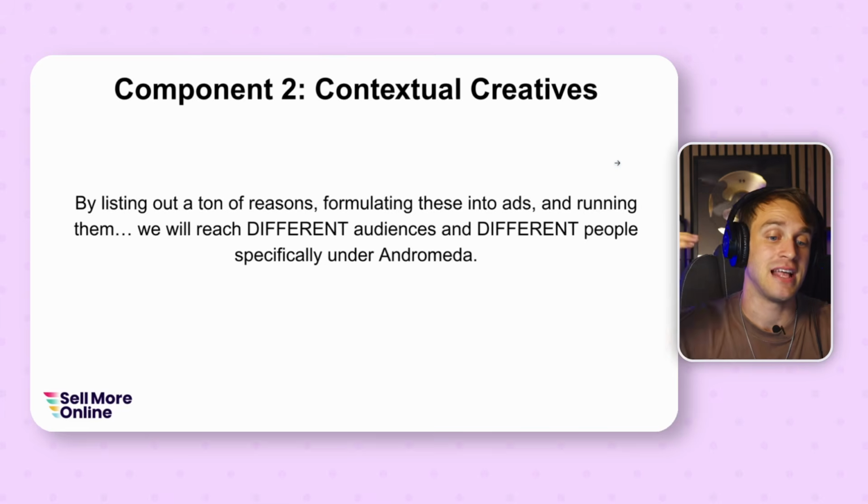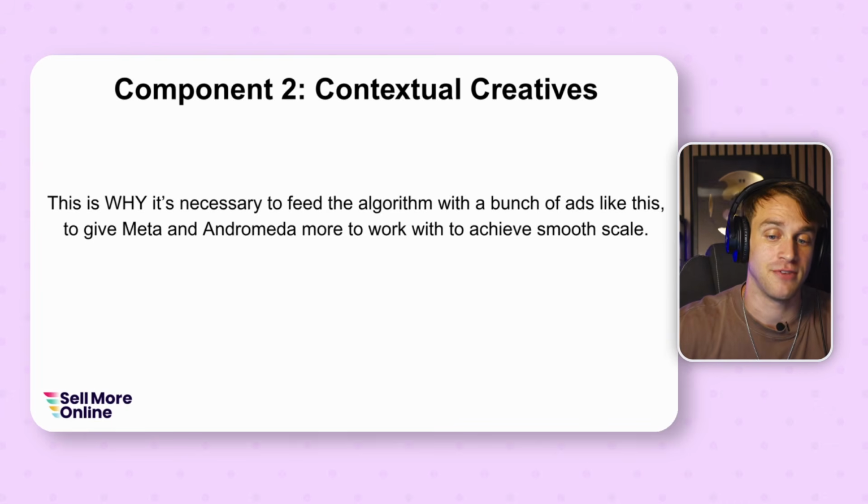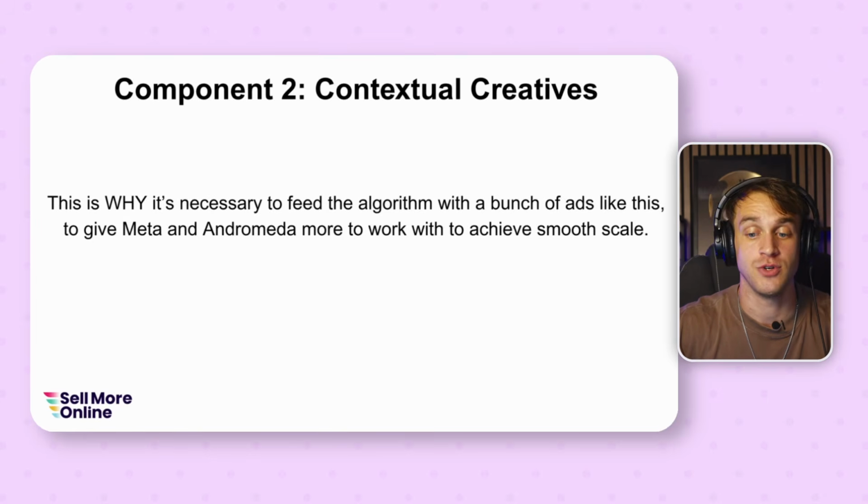By listing out a ton of reasons and formulating these into ads and running them, we will reach different audiences and different people specifically under Andromeda. Articulating these different reasons, pains, desires, struggles, Andromeda will be able to sort through these ads and serve them to users that want and are dealing with these things in real time. So we just have to trust the algorithm, okay? We just have to give it a lot of different reasons why somebody should buy our product or service, and you're gonna do super, super well. So this is why it's necessary to feed the algorithm with a bunch of ads like this to give Meta and Andromeda more to work with to achieve smooth scale.